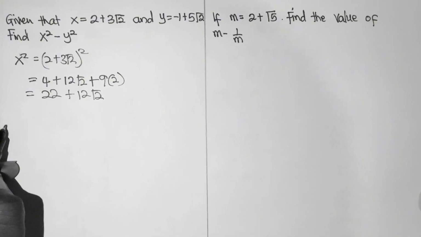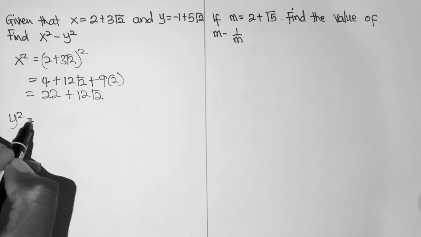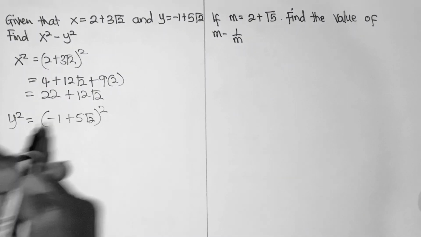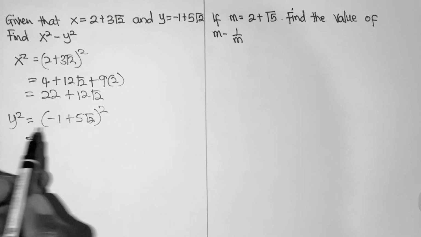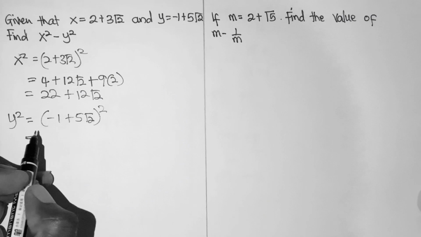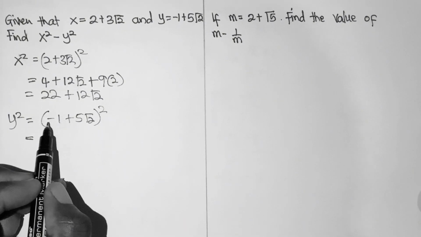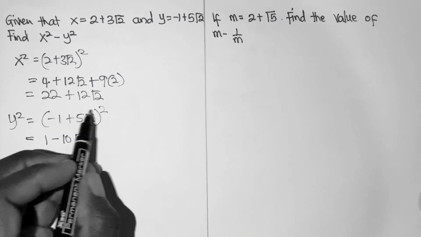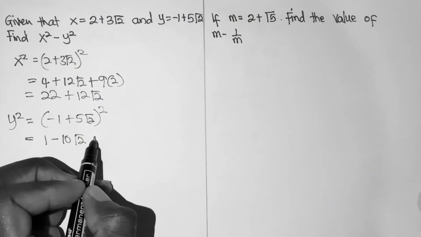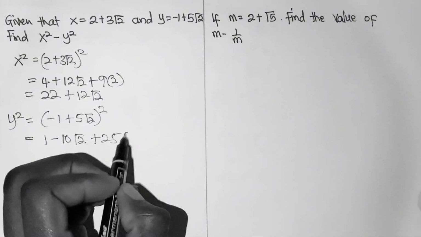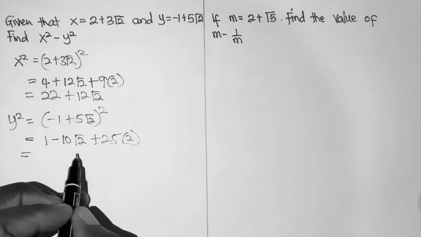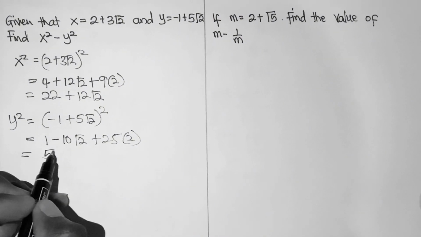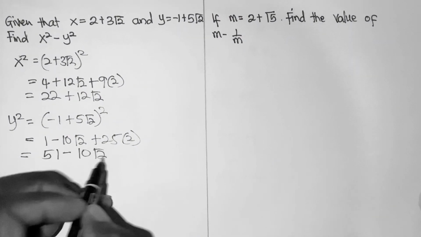That is x squared. And now let's find y squared. Y squared is minus 1 plus 5 root 2 squared. So this is equal to, now minus 1 squared is 1. Then 2 times minus 1 is minus 2 times 5 becomes minus 10 root 2. Then 5 root 2 squared: 5 squared is 25, so 25 times root 2 squared is 2. So this becomes 25 times 2 is 50. 50 plus 1 is 51. So here is 51 minus 10 root 2.